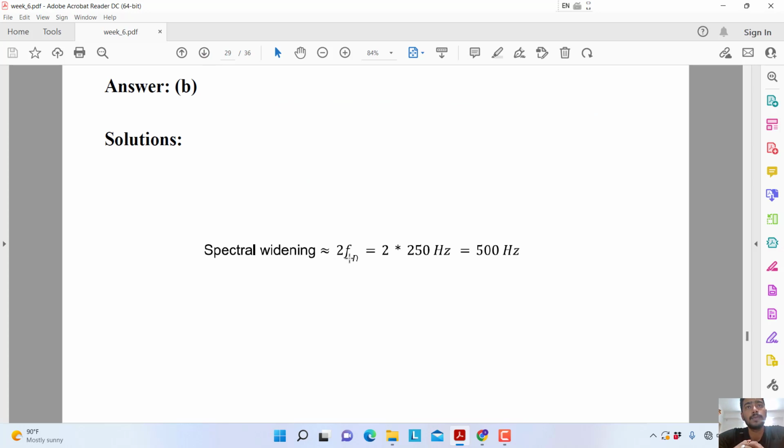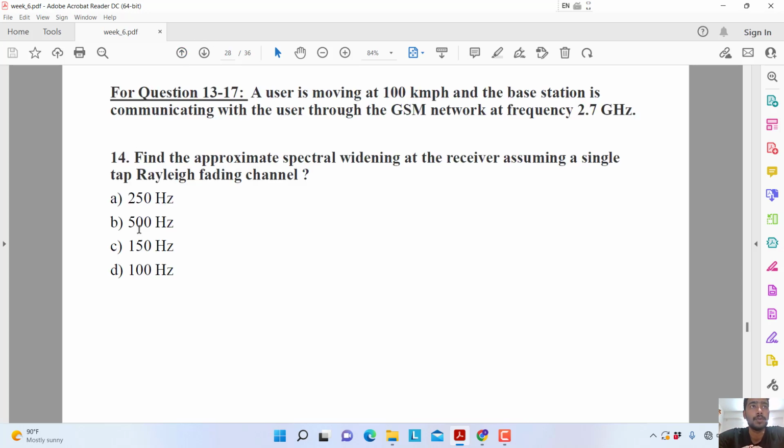Spectral broadening is just 2 times the FD. In the last question we already calculated the Doppler frequency. It's 250 hertz. It's just a multiplication of 2 with 250 hertz. It will become 500 hertz. So option B is the right answer, because all questions are related. We are using the same data. So in question number 13 we calculated the coherence time by getting the Doppler frequency. Next we are calculating spectral broadening.